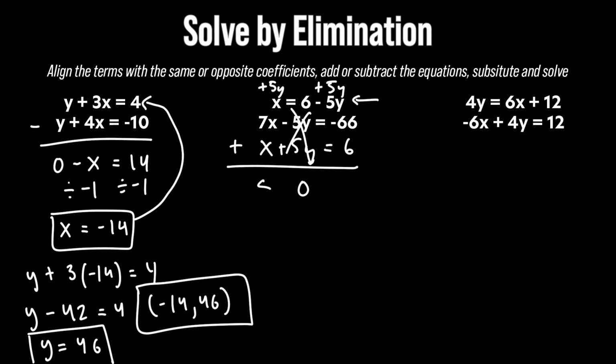7x plus x is going to be 8x. And that's going to be equal to negative 60. Now let's divide by 8. And we're going to get x is equal to negative 7.5.